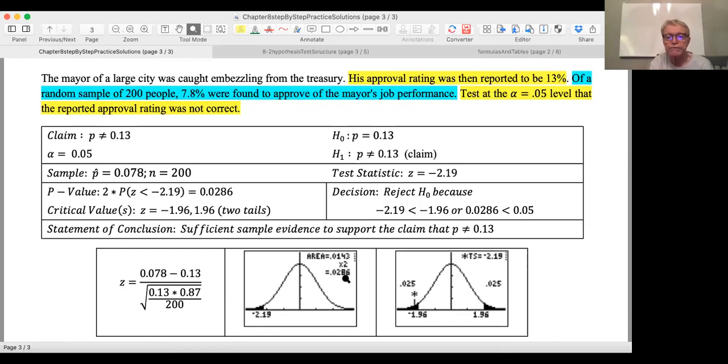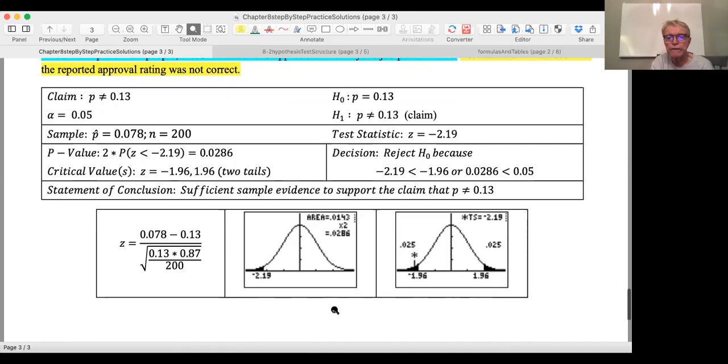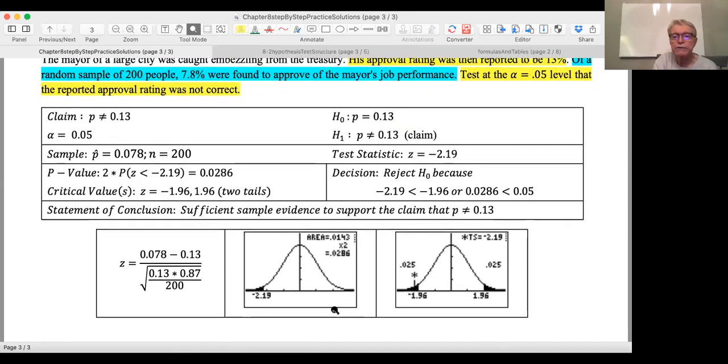To determine if the test statistic is unlikely, we compare the p-value to alpha, and it is less than alpha. 0.0286 is less than 0.05. Therefore, we can say that the test statistic that we computed is unlikely. And that concludes our discussion of the p-value approach. Again, we'll talk about the how in a subsequent video.